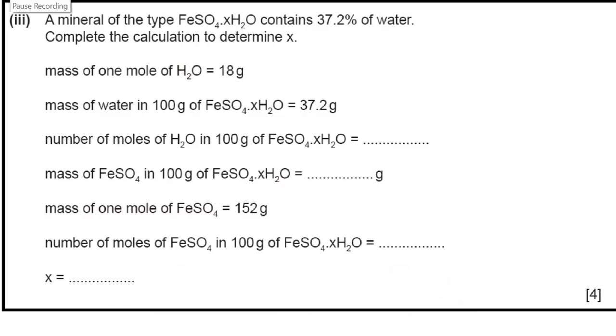Have a go at this question now then. Pause the video so that you can have a go, and then I will tell you how to answer this.